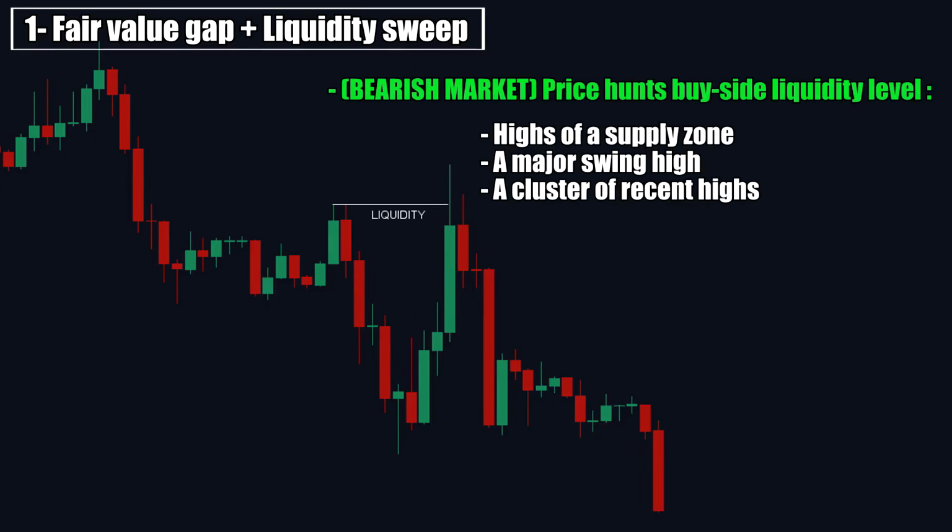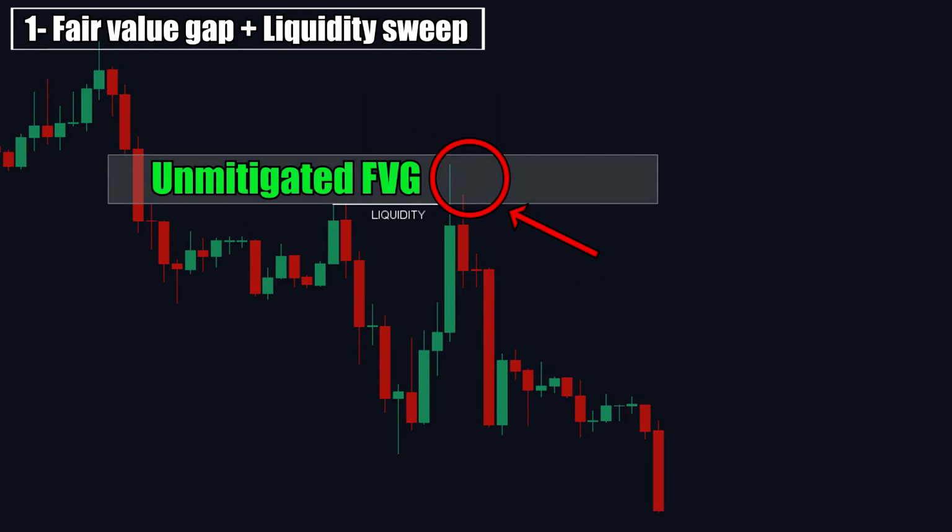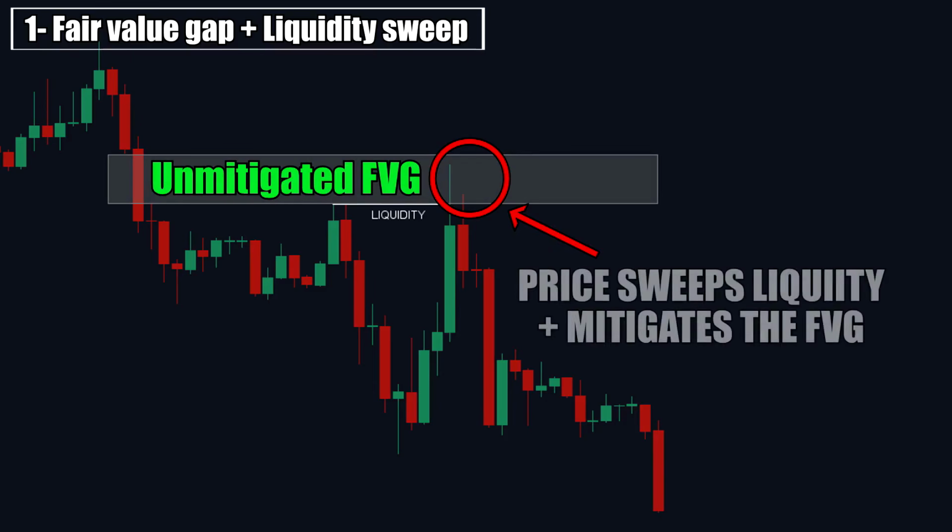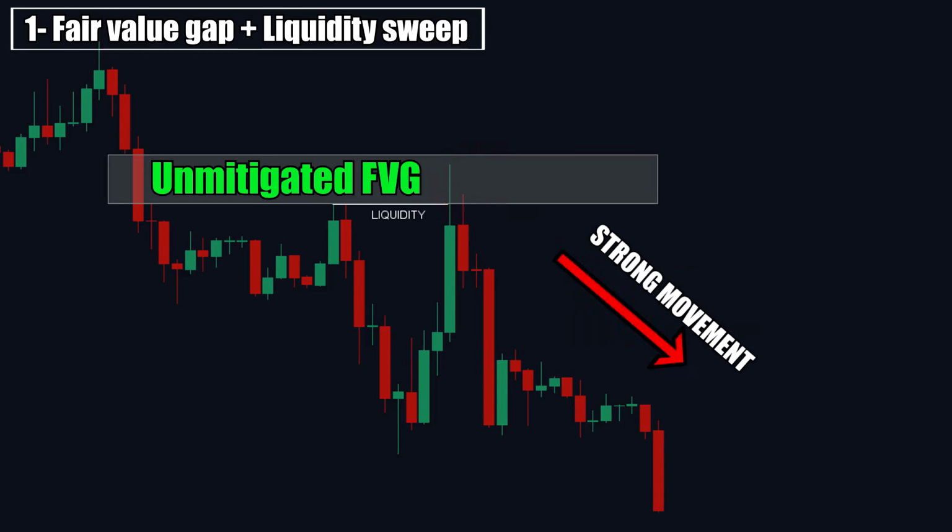Price hunts buy-side liquidity, like the highs of a supply zone or recent swing highs, and then reacts to a bearish classic FVG. The key factor in both cases is that the liquidity sweep happens right before the price touches the unmitigated fair value gap. This confluence often results in strong directional movement.